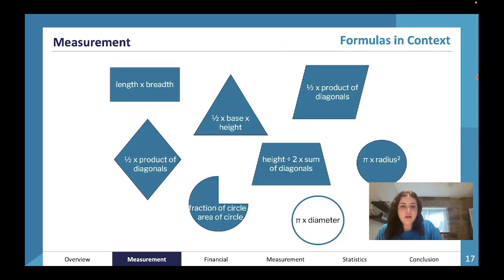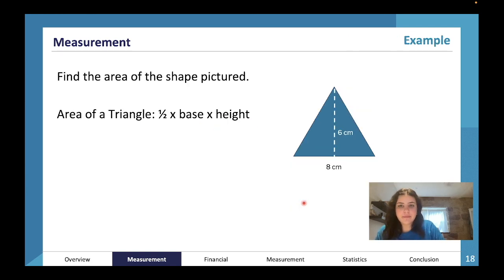Okay, so here's another helpful one because students sometimes forget, what is a diagonal, what are the diagonals, or what does a kite look like? So take, for example, fraction of a circle. This one, you would be looking for 270 over 360 because you've got 3/4 of the circle. Height divided by 2 times sum of diagonals. This is a trapezoid. We'll talk about this in a minute. And it's important to remember diameter is just the perimeter of the circle. So this is all surface area. These are our 2D shapes.